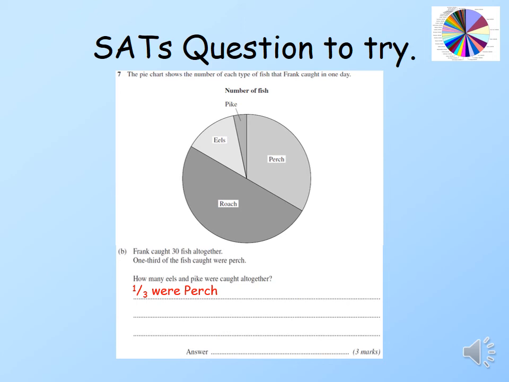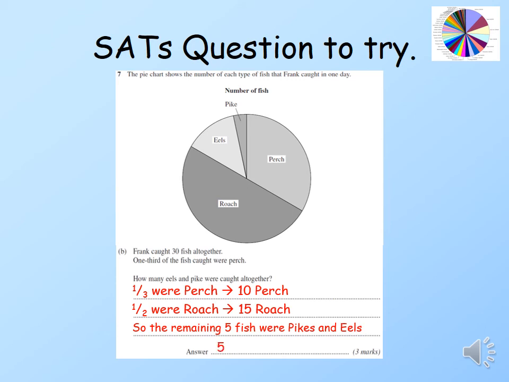So we're given the information that 1/3 were perch. So there must have been 10 because that is 1/3. So the half is roach, and we know that there were 30 altogether, so that must be 15. 10 and 15 is 25, so that just leaves 5 were either pike or eel. So the question was how many eels, so that of course is 5.